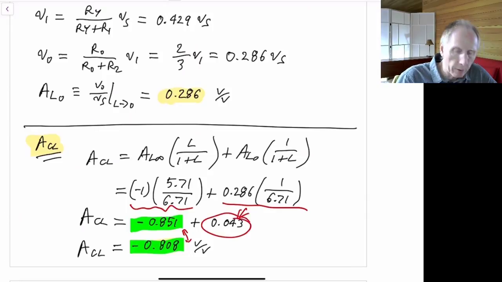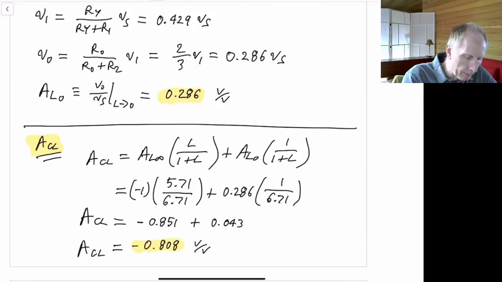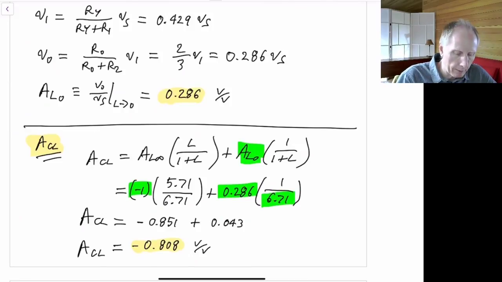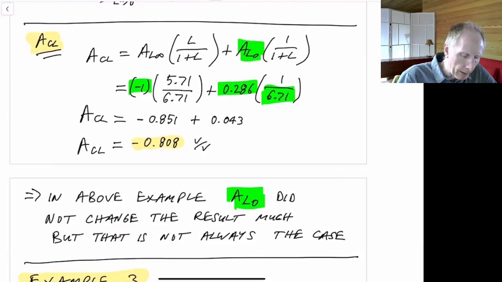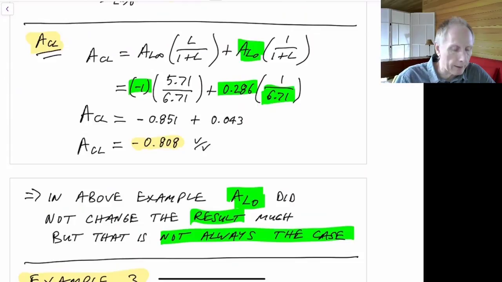So it turns out this term here, in this particular case, did not really become very important. It didn't become too important because our A sub L0 was fairly small relative to 1, particularly when it got divided by the feedback, 1 plus L. So it became a small value, relatively speaking. So in this particular example, A sub L naught did not change the result very much, but that's not always the case. In some cases, it can be very important.